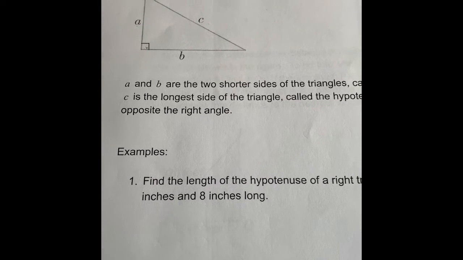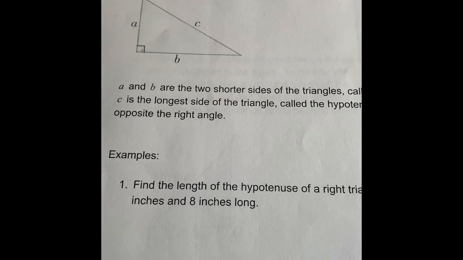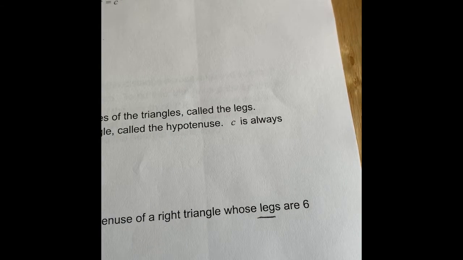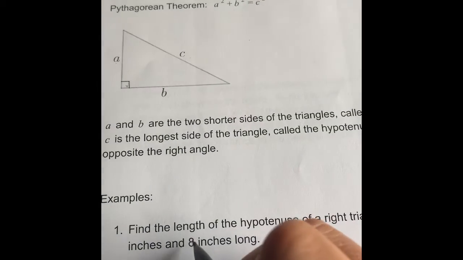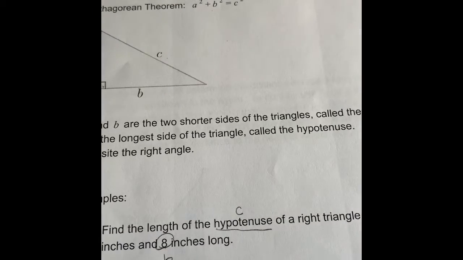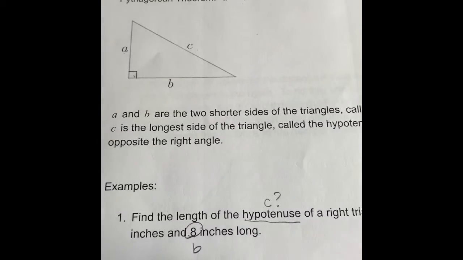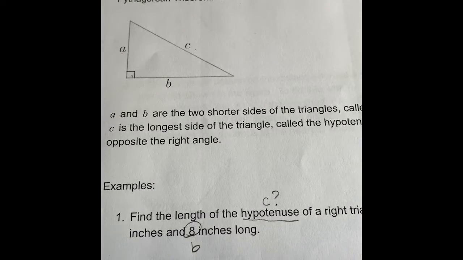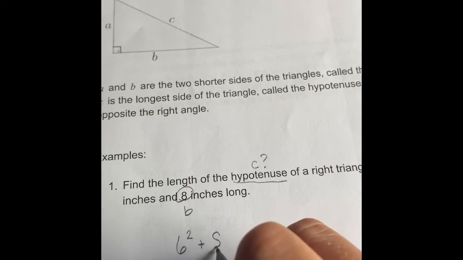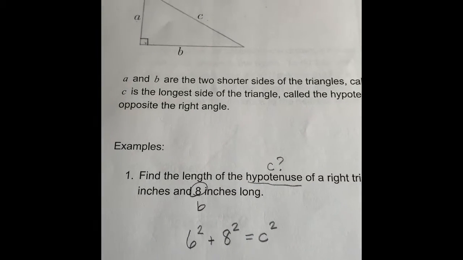Example 1 says, find the length of the hypotenuse of a right triangle whose legs are 6 inches and 8 inches. So that word legs right there is telling you that what they're giving you is sides A and B. So let's just call 6 inches A, and let's call 8 inches B. So we're trying to find the hypotenuse, which is always going to be your C. That's what we're looking for. So using the Pythagorean theorem, we've got A squared, which is 6, so we have 6 squared, plus B squared, which is 8, so 8 squared, equals C squared, and that's what we're looking for, so we're going to leave it as C.